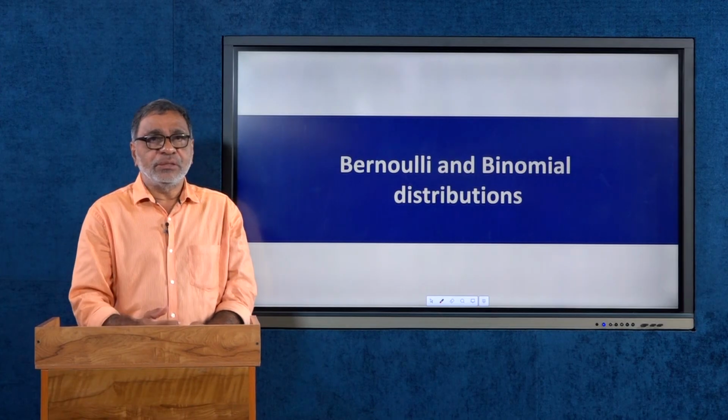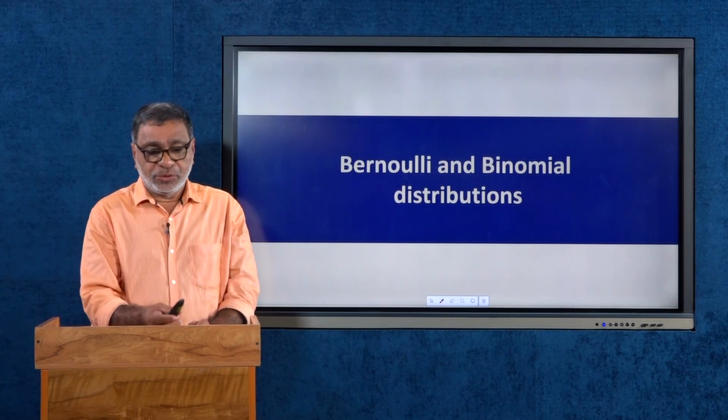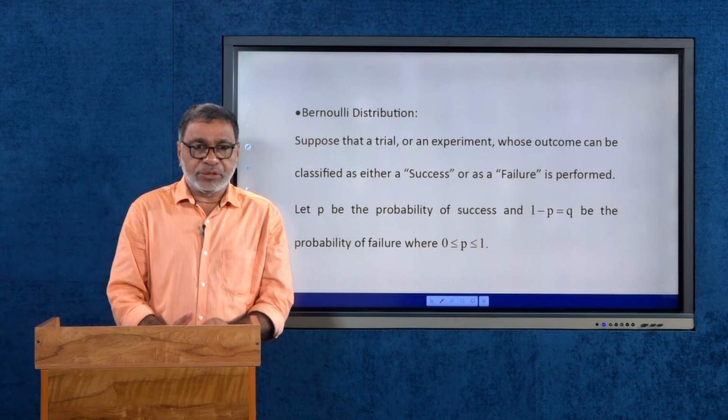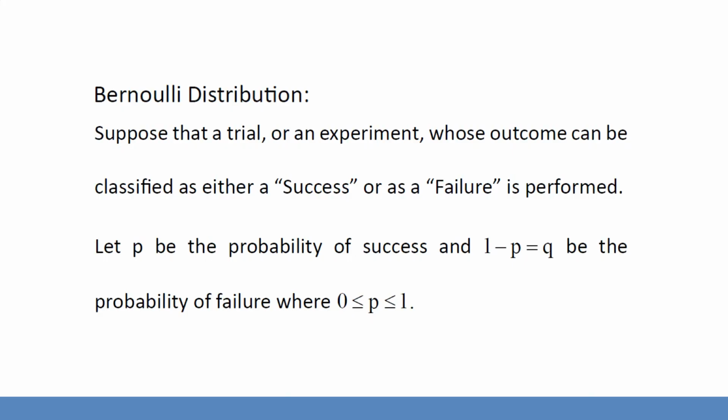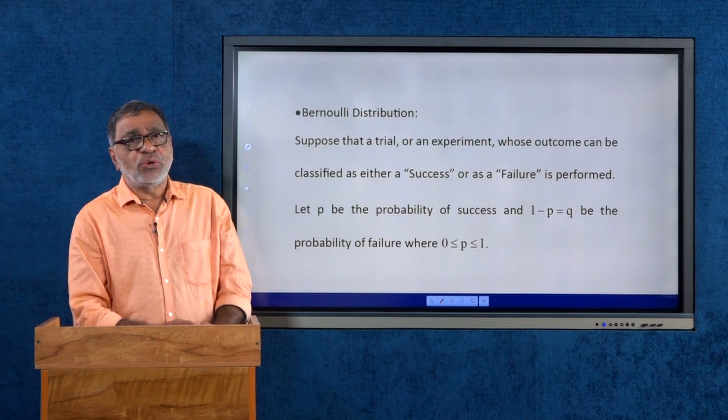Before introducing the binomial distribution, let me give an introduction to Bernoulli distribution. What do you mean by Bernoulli distribution? Suppose we are performing a random experiment whose outcome can be classified as either a success or as a failure, with a probability of success p and a probability of failure 1 minus p, or let it be q. Such trials we call Bernoulli trials.